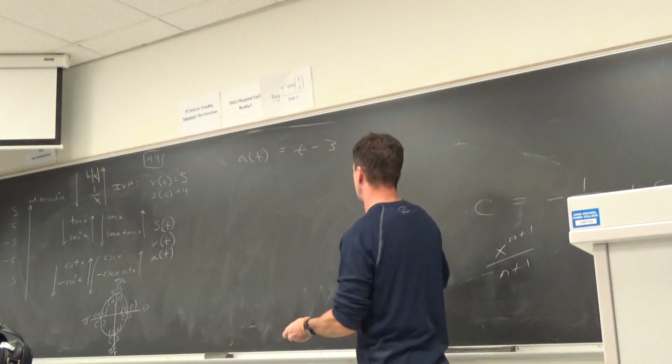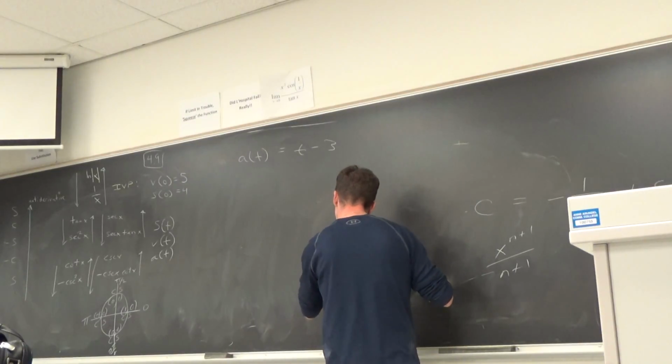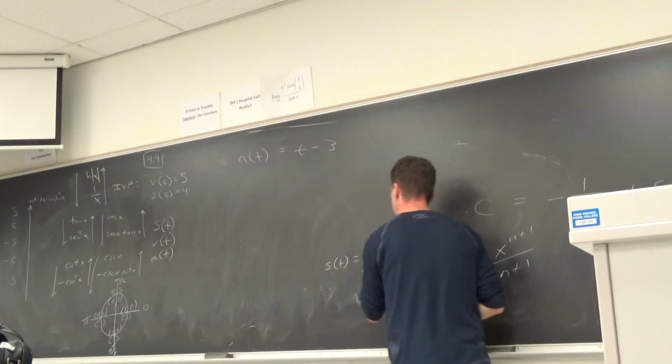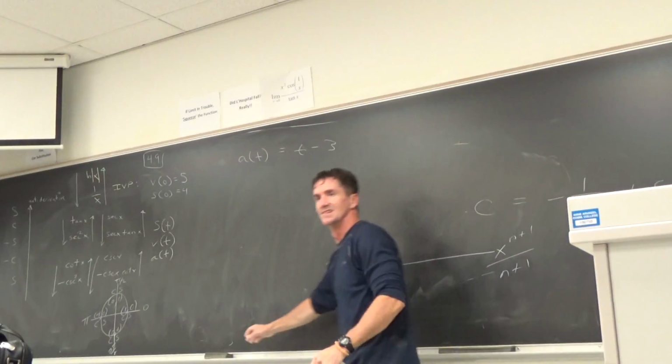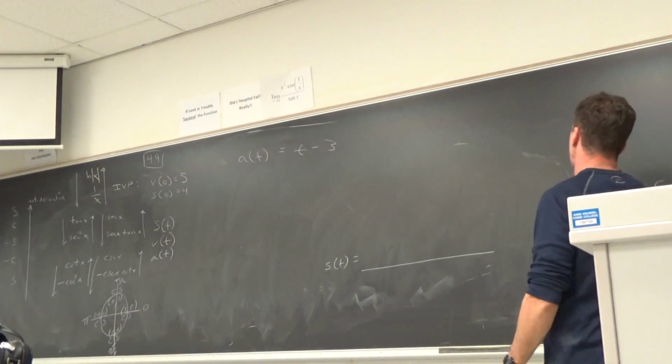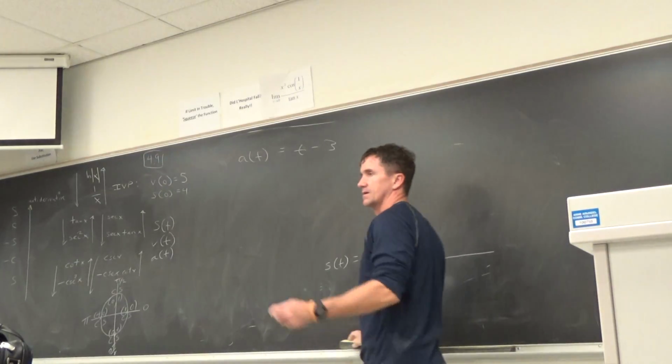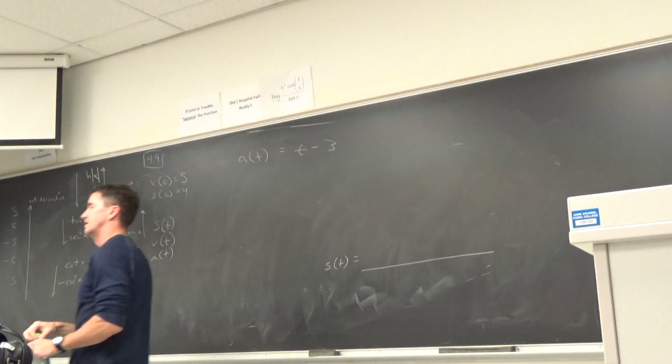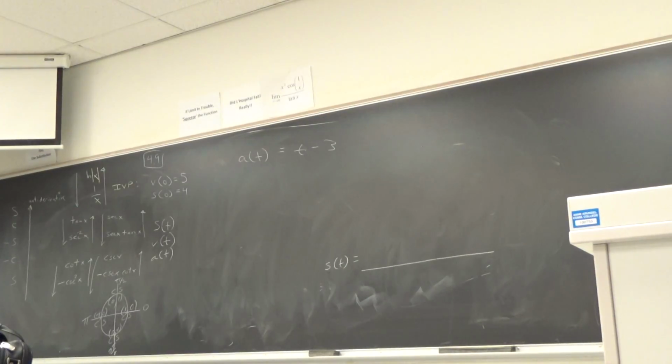Now what I would write is this. Just to give you a heads up, you gotta fill in this blank. S of t means what? Position. But you gotta go from acceleration through what? Velocity. Then go from velocity to position, and you gotta get these initial values in those constants, right?